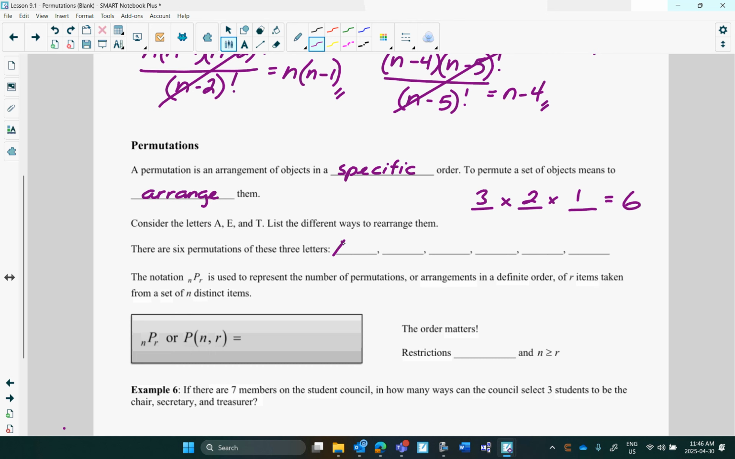If I started with A, I could do AET. I could start with A again and reverse the E and T. There's no other ones I could make starting with A, so I'm going to try the one starting with E. Well, I could make EAT and flip the T and A, and get ETA. And then T, and for lack of a better thing, TEA and TAE.